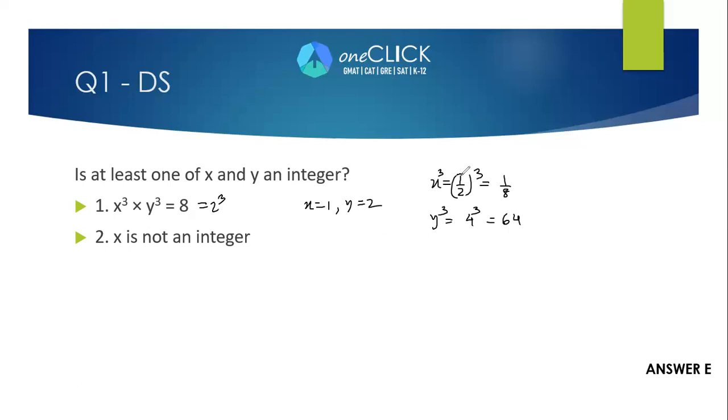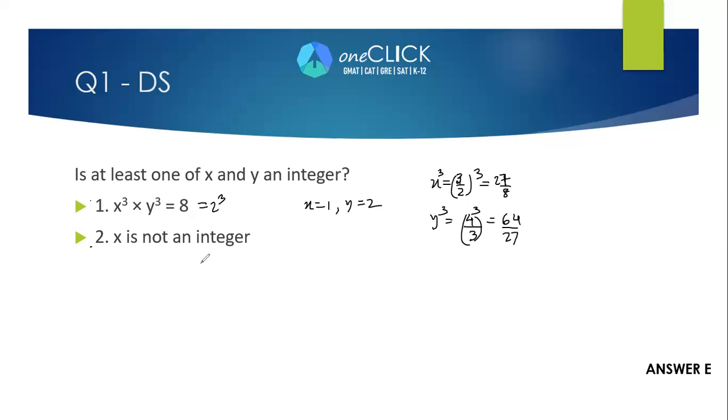So for example, if I do 3 over 2 here, that's 27 over 8. To cancel out this 27, you need to put a by 3 again here as well, right? So both of them are fractions. In fact, they can be irrational numbers also. There are too many possibilities. So one is not sufficient.